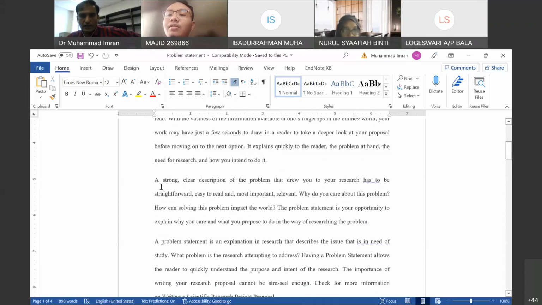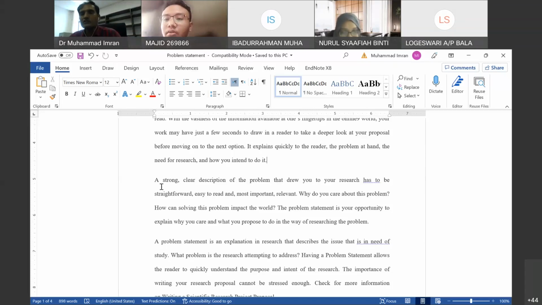Okay, a strong and clear description of the problem that draws you to your research has to be straightforward, easy to read, and most important, relevant. These are the characteristics of the problem statement. Your problem statement should be straightforward, easy to read, most important and relevant, relevant with your research area. Why do you care about this problem?